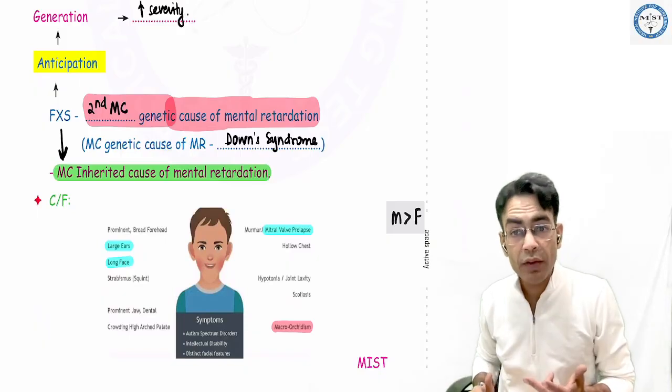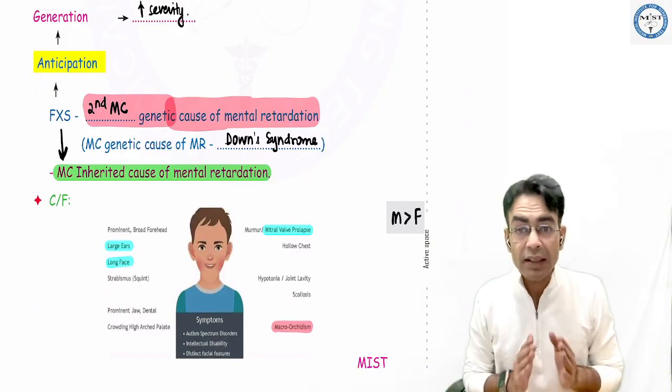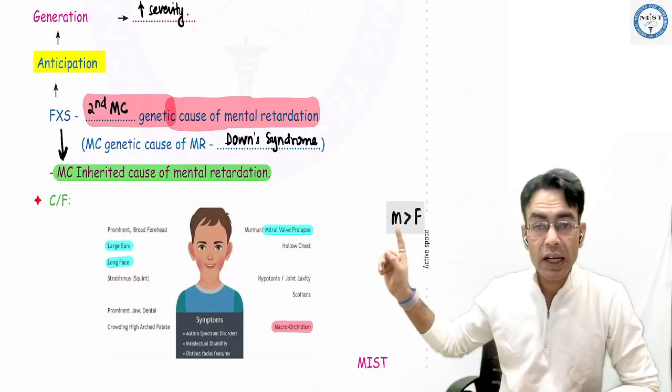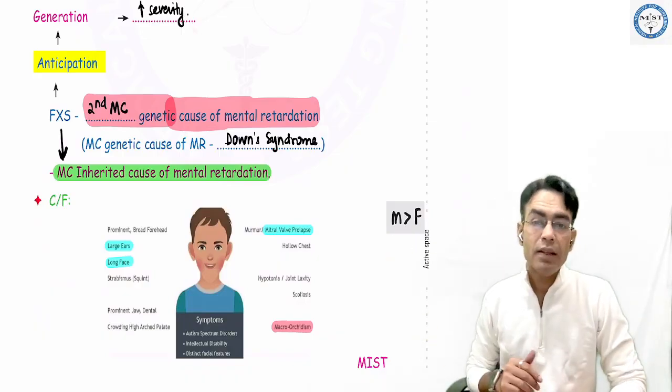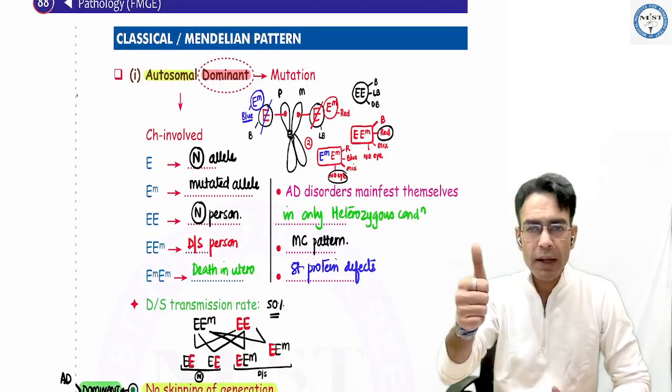The most common way of inheritance of Fragile X syndrome is XLR, and I hope each one of you knows that in XLR, males are more commonly affected than females. So in Fragile X syndrome, which gender is going to get affected more? Males. Then these Mendelian patterns, the autosomal dominant, this is the most common pattern.